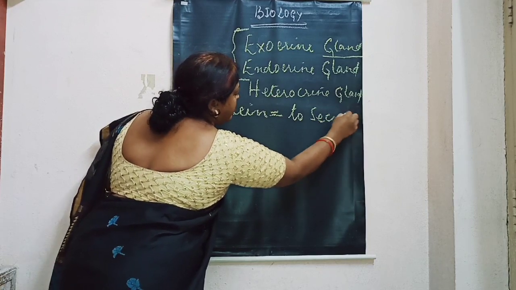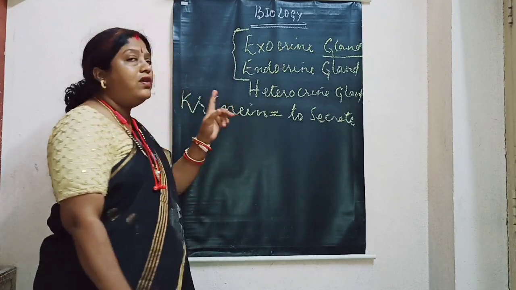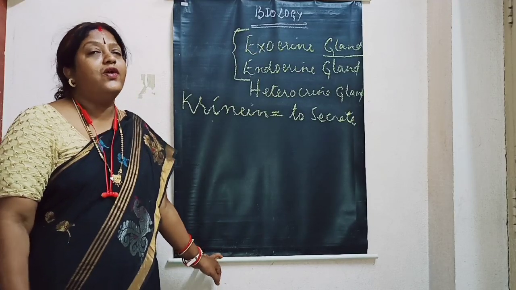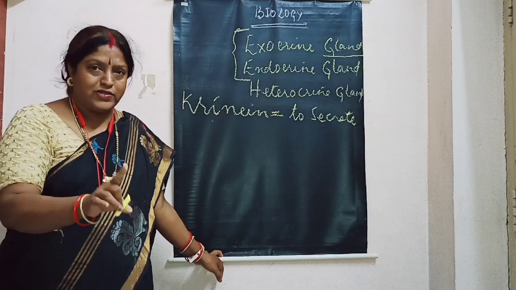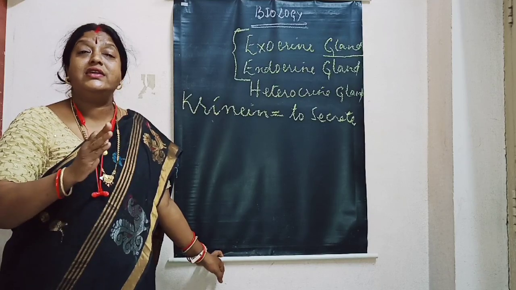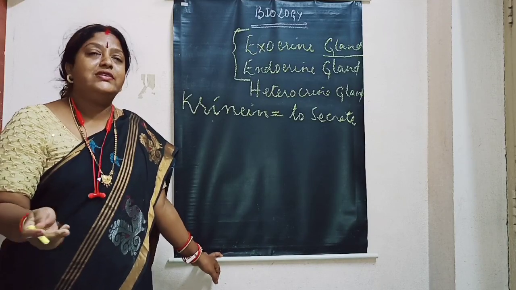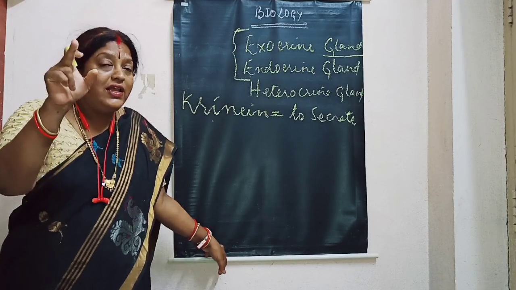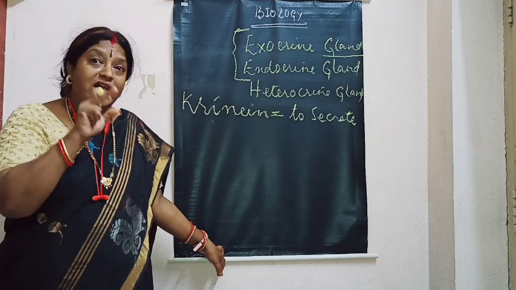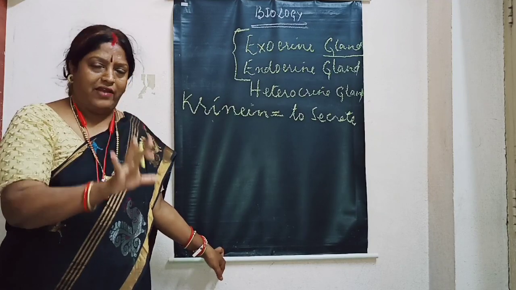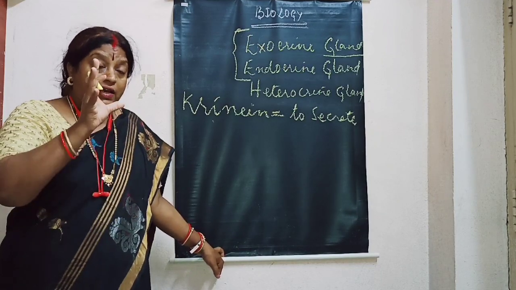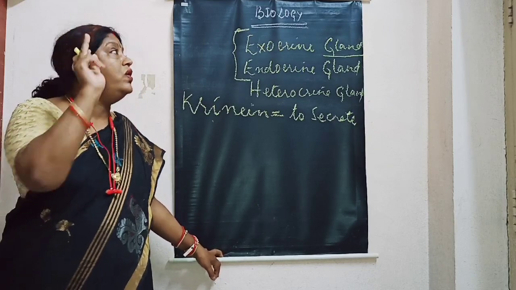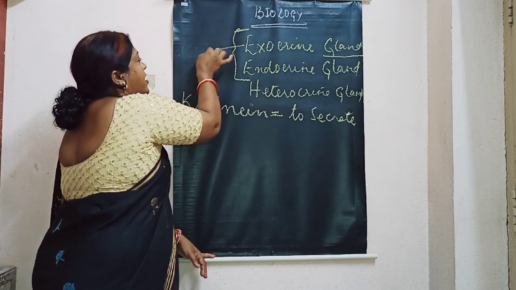All these days we were discussing digestive glands, and all the digestive glands are exocrine glands. They release their secretion outside. For example, salivary glands release their secretion through the salivary duct into the buccal cavity. So the glands that drain out their secretion through ducts are called exocrine glands.